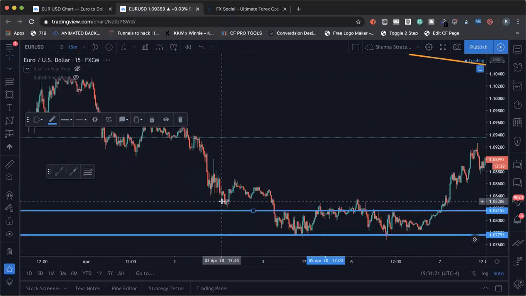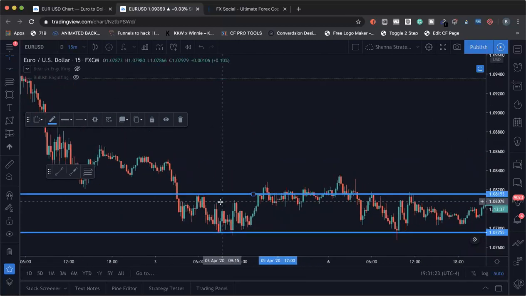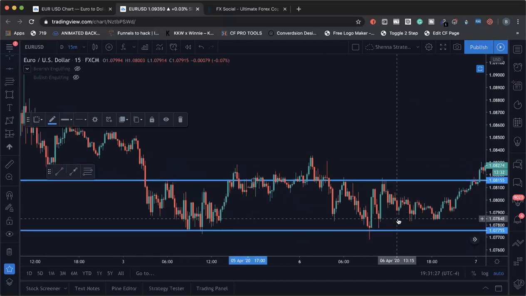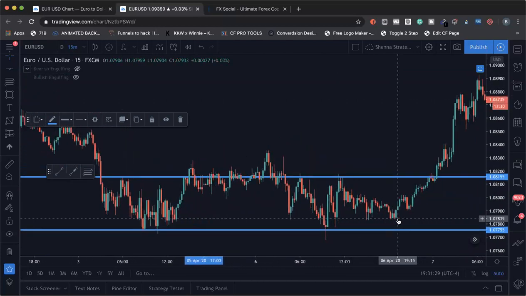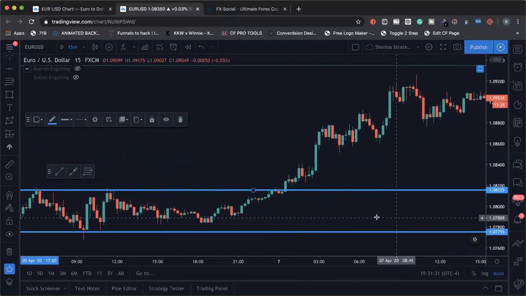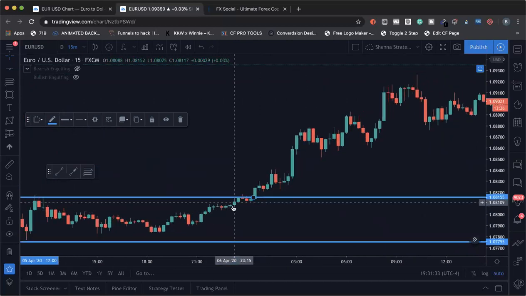Let's go back to it. This is where we were, right? So the tennis ball was going back and forth, up and down, up and down. And it finally broke out. As you can see, you would have missed that move. So you can see it broke out of here. It started creating a new support and resist right here.